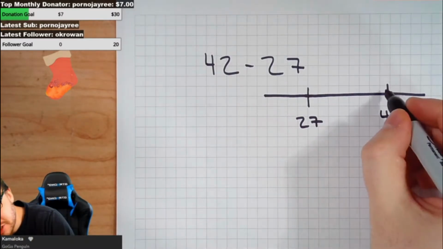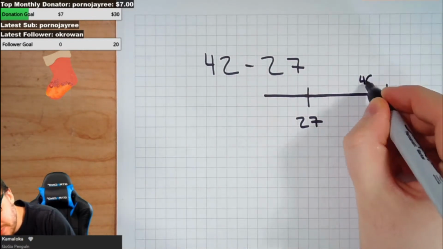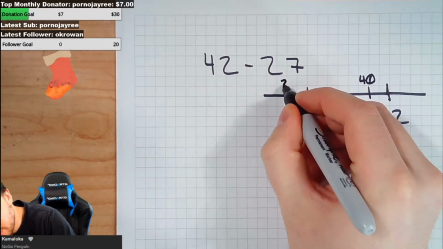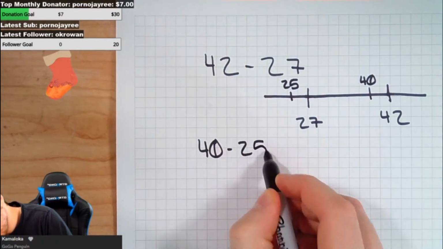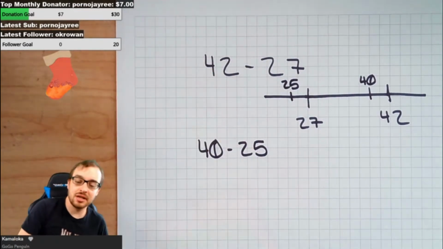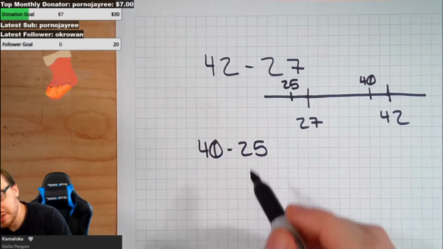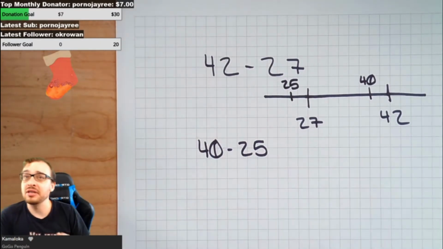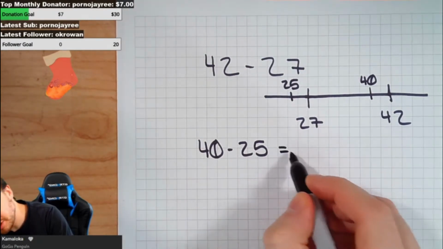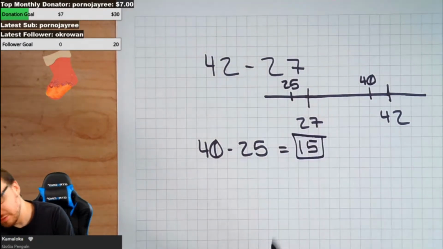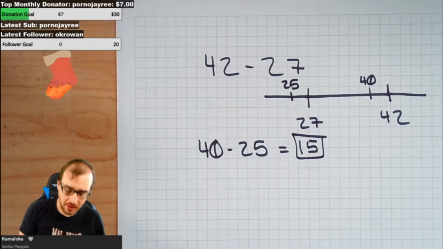Because I can scoot this 2 to the left and make this 40. And I can scoot this 2 to the left and make this 25. And now I have a much simpler question. 40 minus 25. And that'll give me the same answer as 42 minus 27. And so knowing this, I can count up easily from there if I want to. 5 more to get to 30, 10 more to get to 40, so the answer is going to be 15. Which is a little bit easier counting than this.